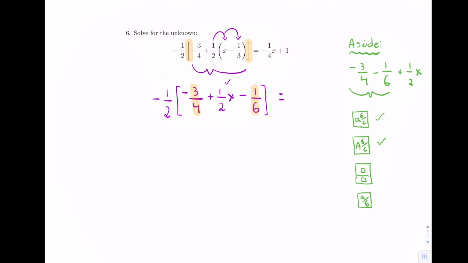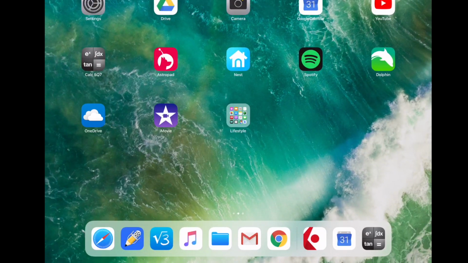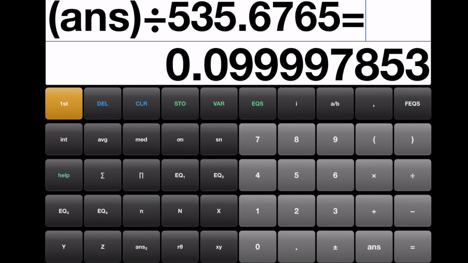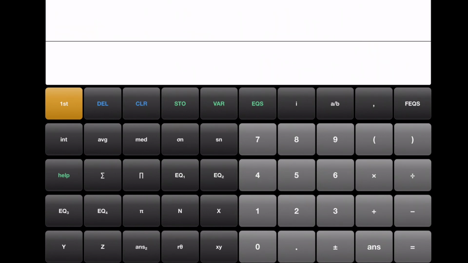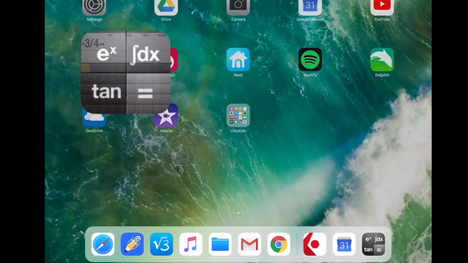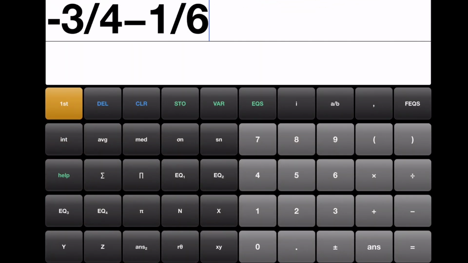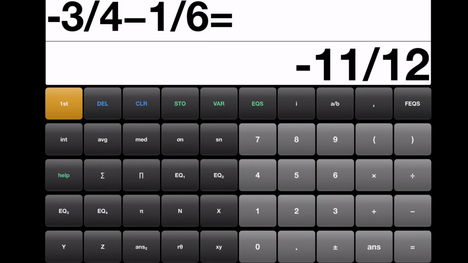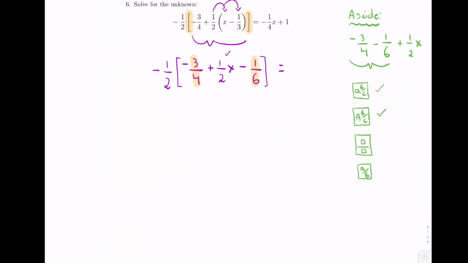So let's add those up together. Clear. So we have -3/4 minus 1/6, so that is -11/12. So this is -11/12 plus 1/2 x.